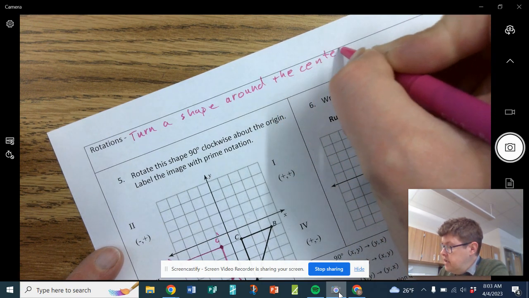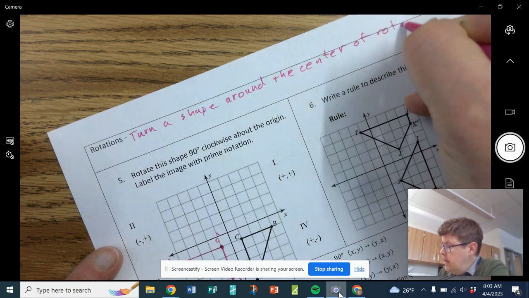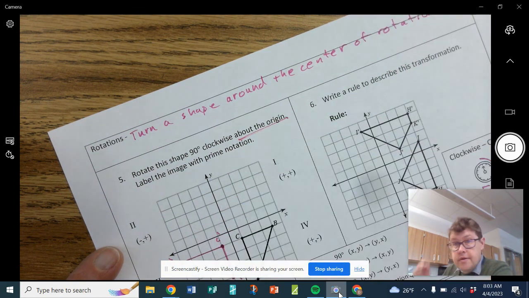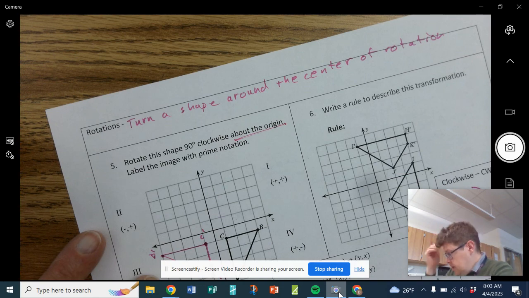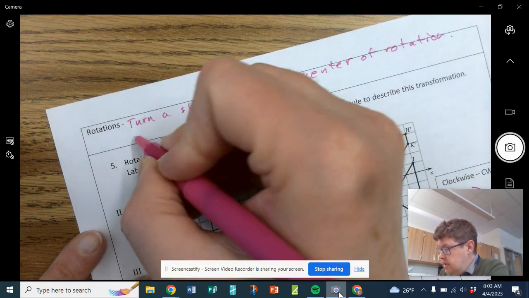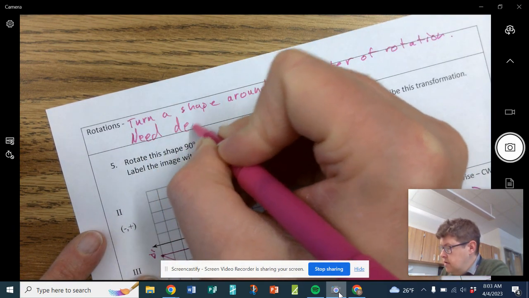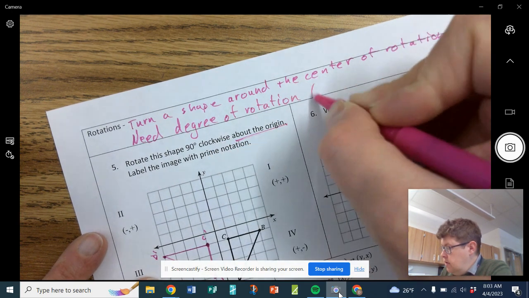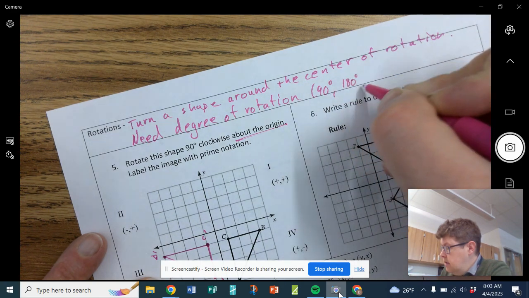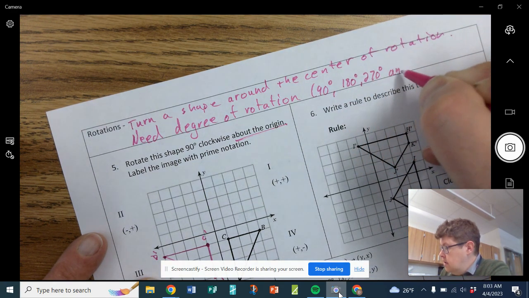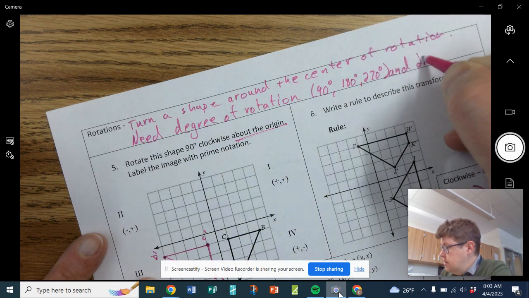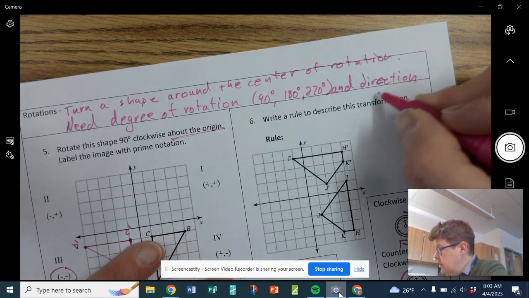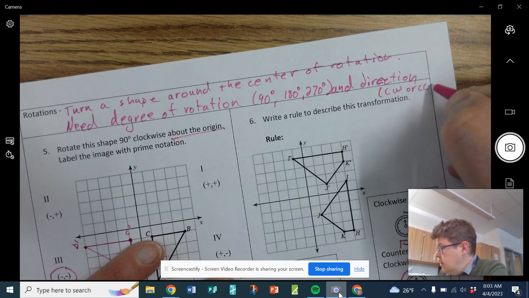For all the rotations we've done, it's the origin, right? So I've got it right there. Okay. So when you turn a shape around the center of rotation, you need distance, or you need degree of rotation. So 90, 180, or 270, and direction. Sorry, I have trouble spelling this early. So clockwise or counterclockwise. Okay.